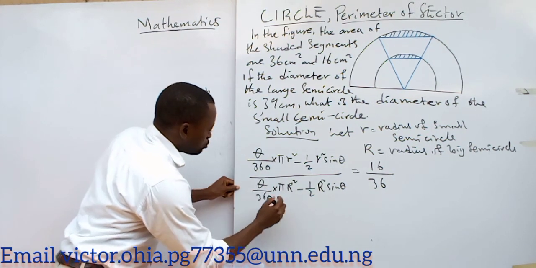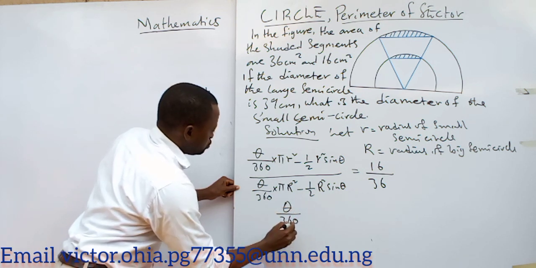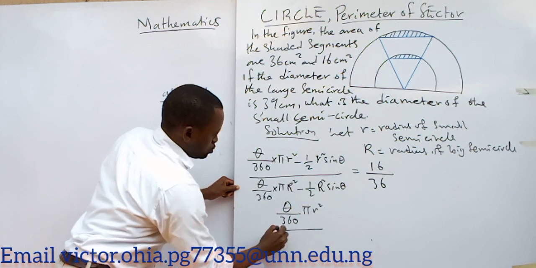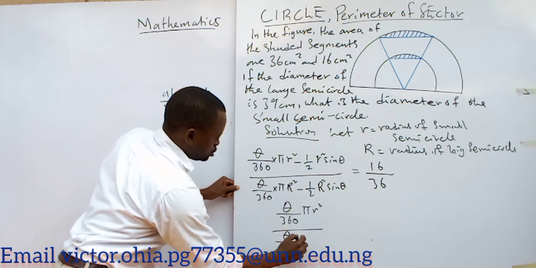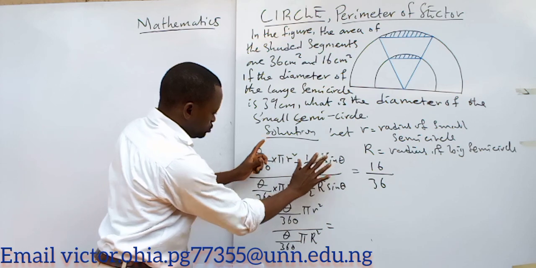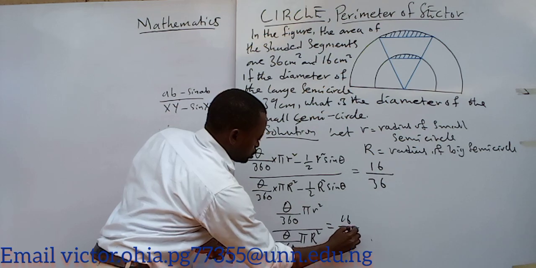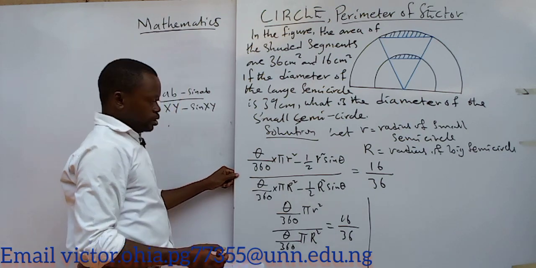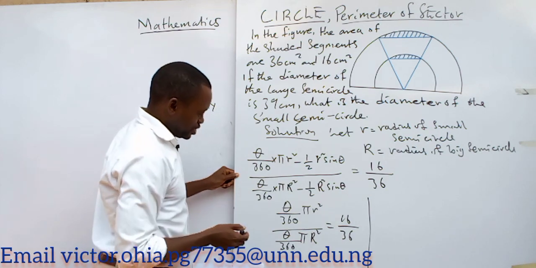So, I am going to bring down theta over 360, pi R squared over theta over 360. Then the same pi capital R squared equals 16 over 36. I didn't touch you guys again, so go home, be happy for yourselves. Okay, so we have it here. Don't be offended once again. We're still going to do some little, small things here.